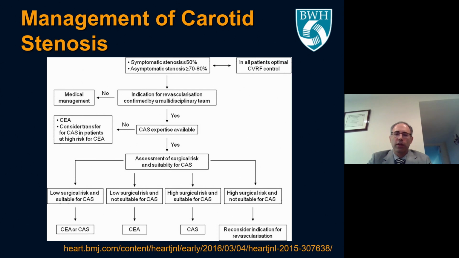If we can do the carotid ultrasound and we diagnose carotid artery stenosis, then we've got to make a decision about whether we're going to revascularize or not. And revascularization really requires us to be multidisciplinary in our decision making. Typically, we think carotid endarterectomy over carotid artery stenting when possible.